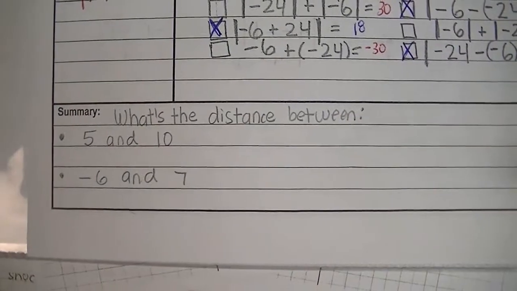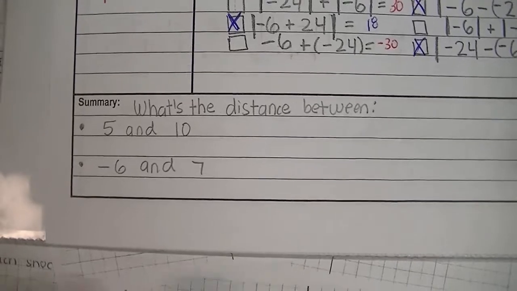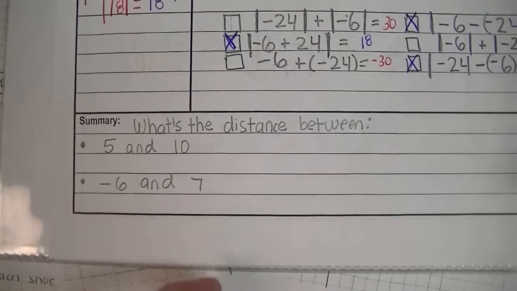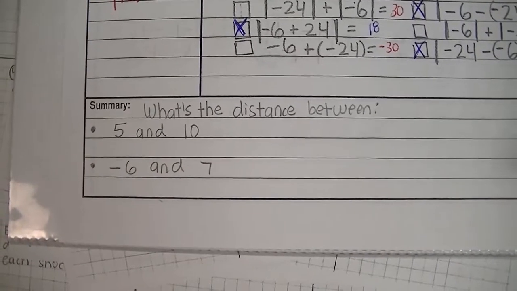Okay. For your summary, I want you to tell me the distance between 5 and 10, and please tell me the distance between negative 6 and 7. How many units are between them on a number line?